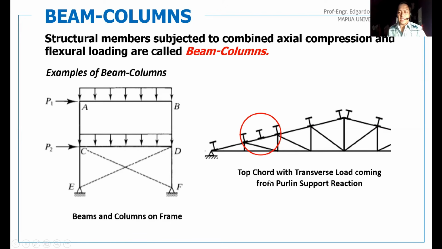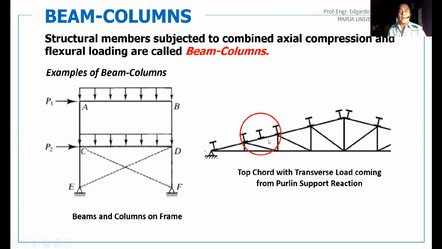Another example in this figure, on the right side, is a top chord with transverse load coming from the purlin support reaction. This is possible whenever the top chord carries a purlin that is applied not at the joint. For this encircled figure, we have a purlin placed at the middle of the top chord. So if we analyze this top chord, due to the presence of the purlin at this point, the top chord experiences bending.